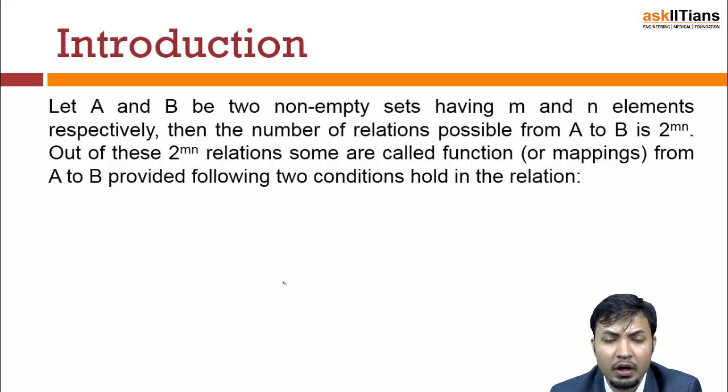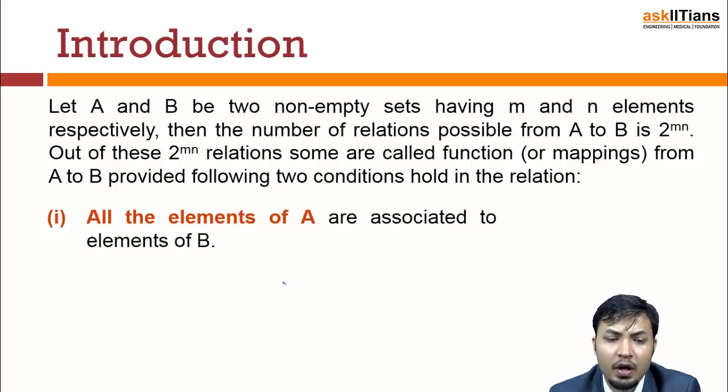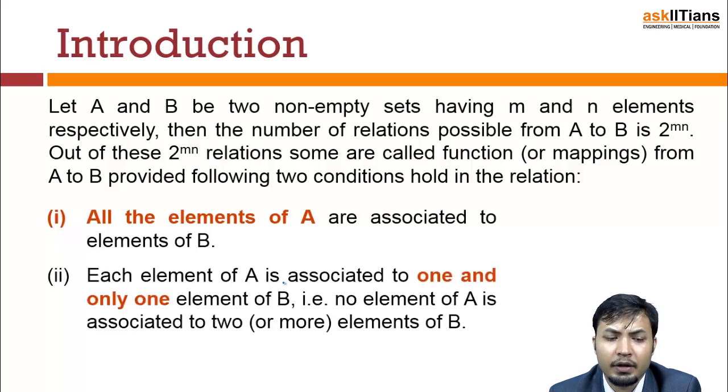Now what are those two conditions? First, all the elements of A are associated with the elements of B, the most important one. Next, each element of A is associated to one and only one element in B, that is, no element of A is associated to two or more elements in B.